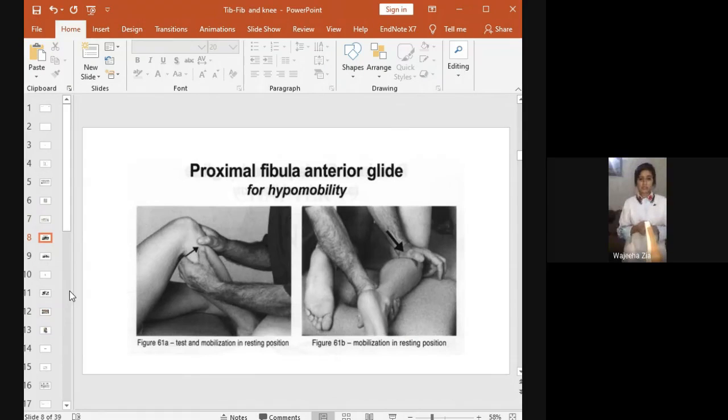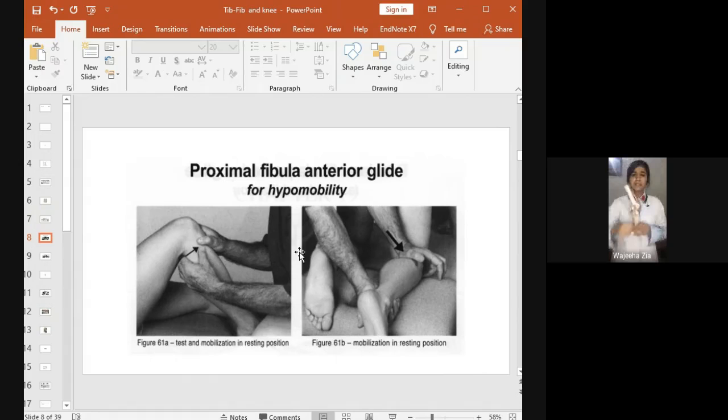Now you can see the mobilization techniques. In the first diagram, this is for the proximal fibula anterior glide. It will help to improve the plantar flexion at the ankle. You can see the knee is in the semi-flexed position. The therapist is standing at the foot for the stability, and with the help of the thumbs, the therapist is applying anterior glide. So from the posterior side, apply an anterior direction force. This is the anterior glide.